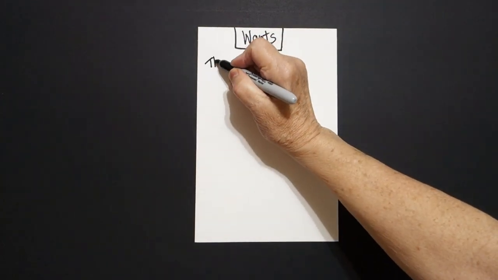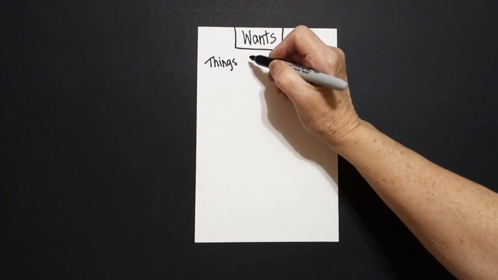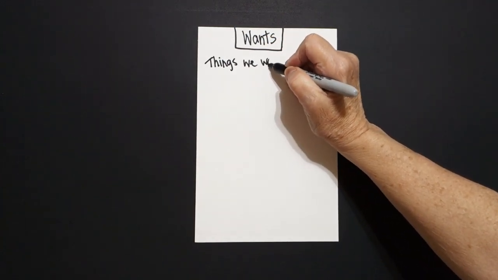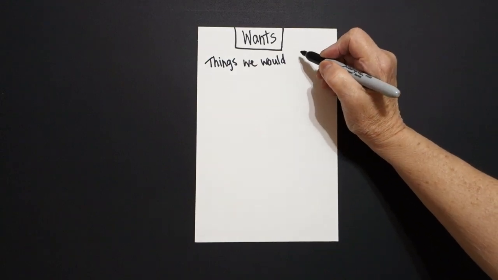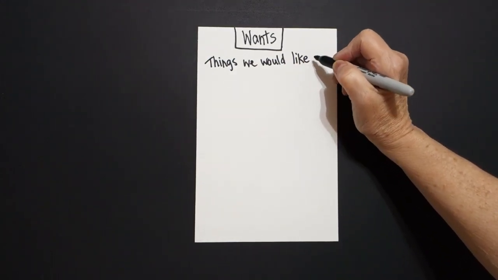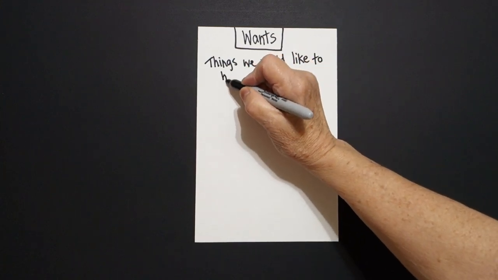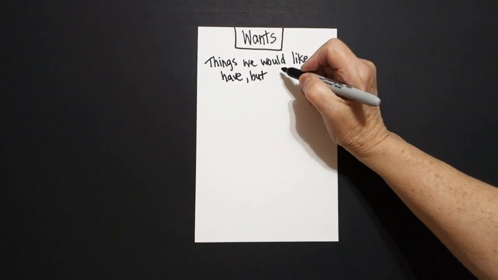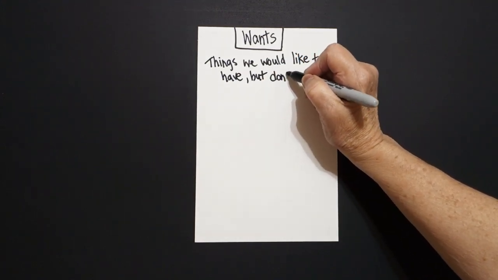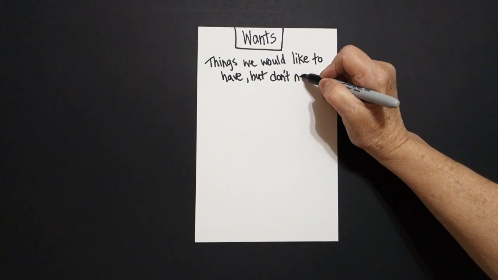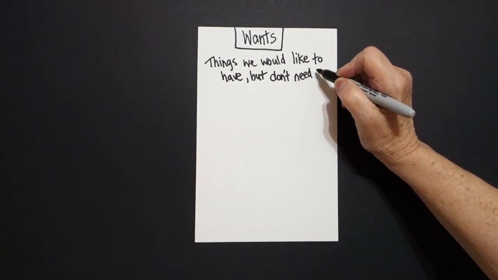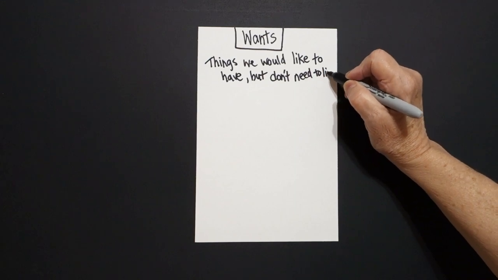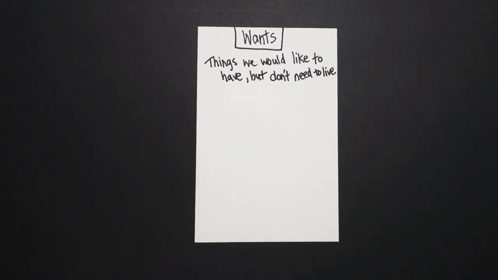And wants are things we would like to have, but we don't need to live. Okay, things we would like to have, but we don't need to live. What am I talking about?